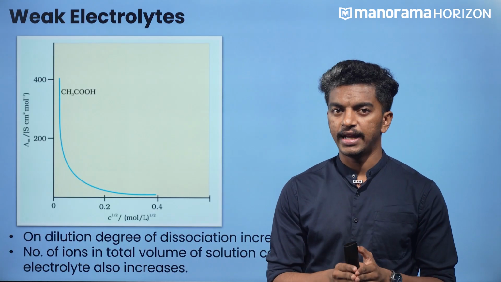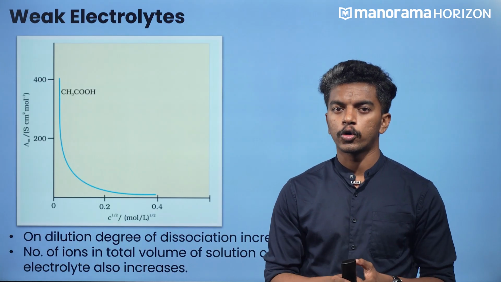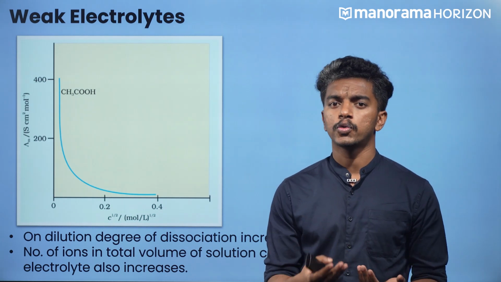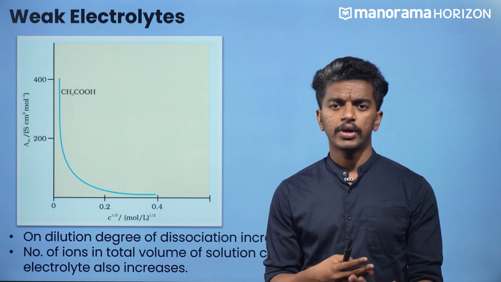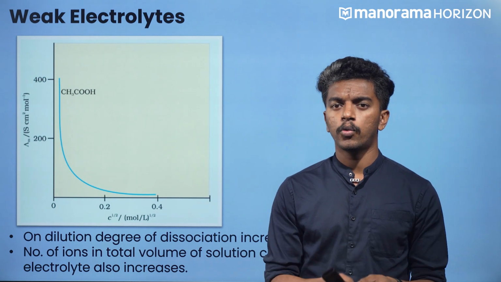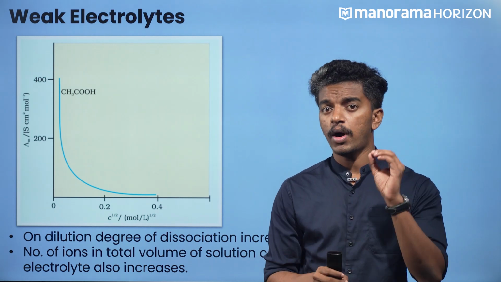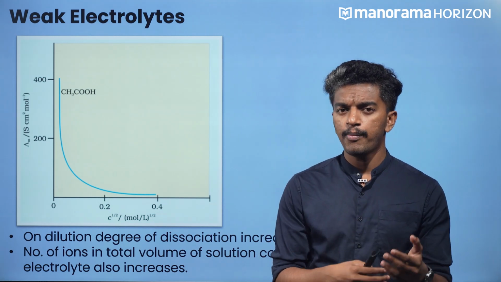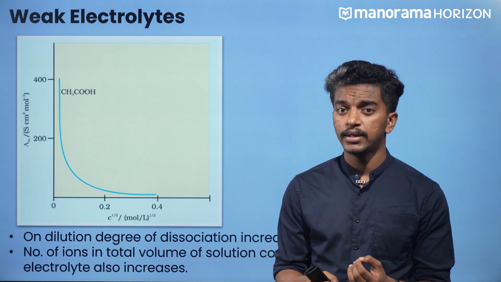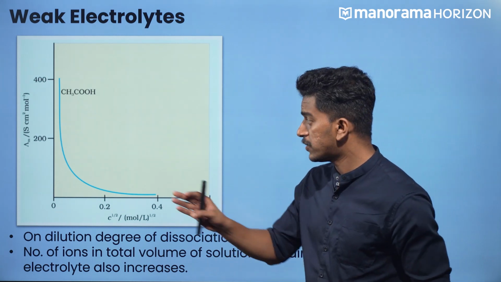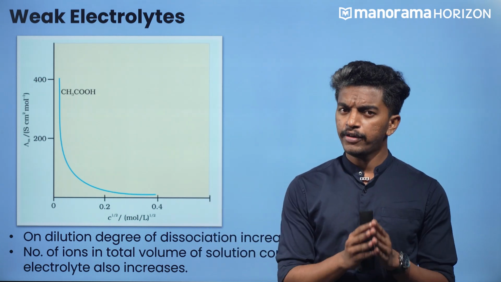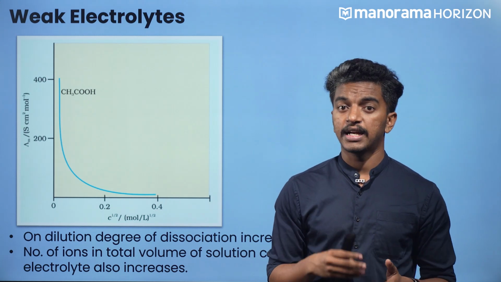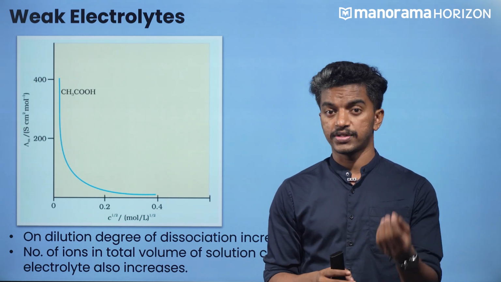Compared to strong electrolytes, the molar conductivities of weak electrolytes increase upon dilution. This is due to the increase in degree of dissociation upon dilution. Consequently, the number of ions in the total volume of solution that contains 1 mole of electrolyte will also increase. In such cases, Λm increases steeply on dilution, especially near lower concentration, as you can see in this graph. Therefore, the limiting molar conductivity Λ0m cannot be obtained by extrapolation of Λm to zero concentration.